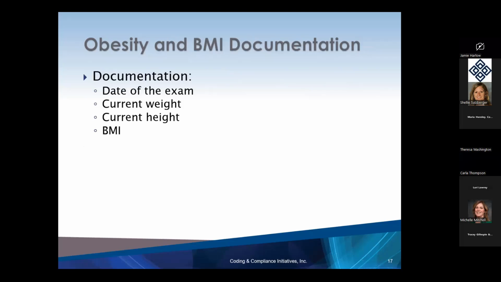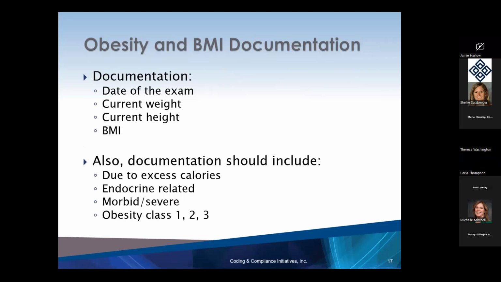So when we are looking at obesity and BMI, of course, we need to know the date of the exam, so the date the patient's seen. We need to know their current weight, current height, and BMI. Typically, this is always calculated from your vital signs. We also need to know, is it due to excessive calories? Is it endocrine related? Like, what's the reason for the obesity? We also need to know if you're going to use class 1, class 2, and class 3, we have to have that instead of overweight, obese, morbidly obese.